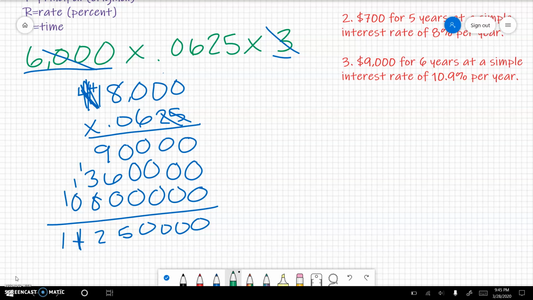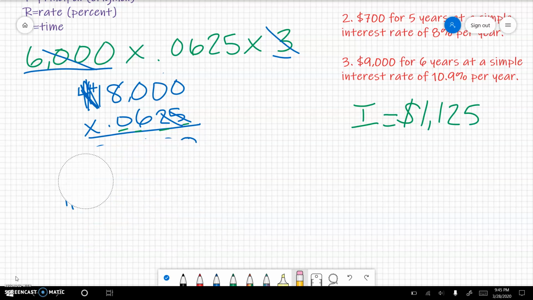I look up into my multiplication, and there are 4 spots after the decimal, so I move my decimal over 4 places. 1, 2, 3, 4. This is money. So, interest for number 1 is $1,125.